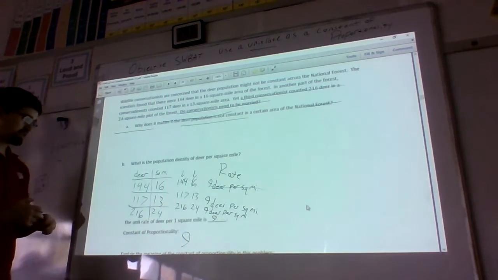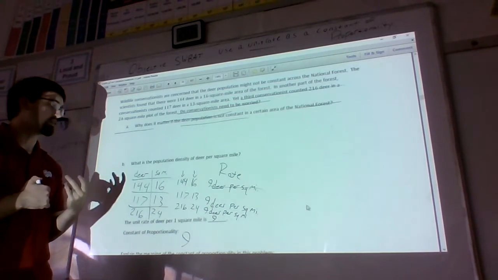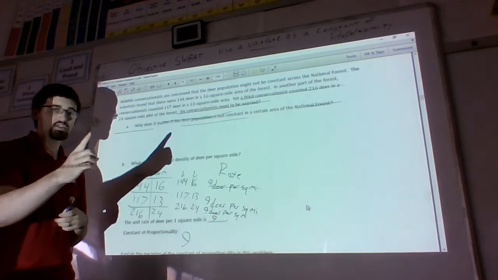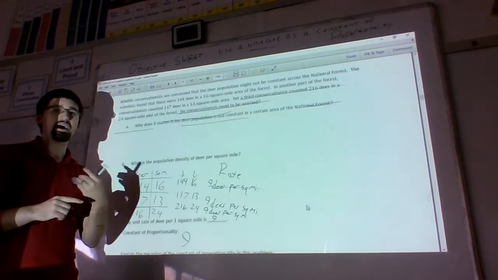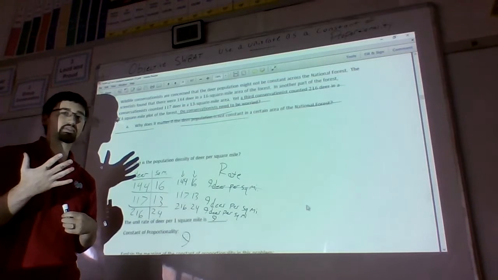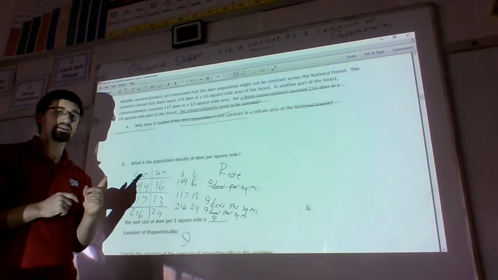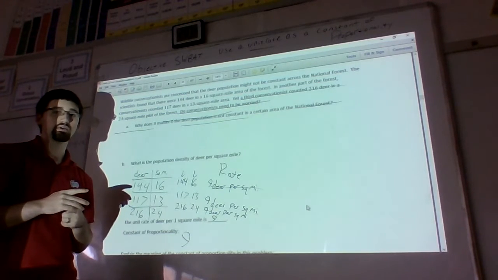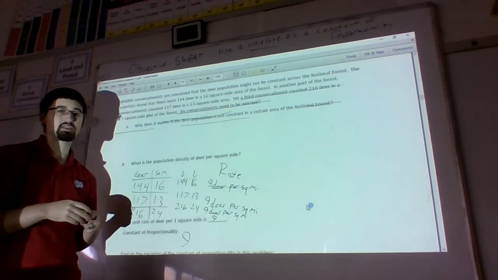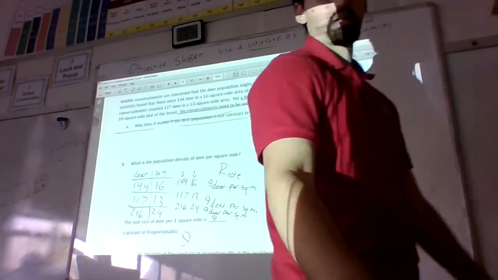So what does this mean? That means there's a constant proportion between the number of deer and the number of square miles. Every time we add 1 square mile, we need to add 9 deer. If I have 5 square miles, that's 1 square mile 5 times, so I also need 9 deer 5 times. Every single time we add 1 square mile, we add 9 deer, because that's how many deer there are in 1 square mile of land. Let's scroll down here and take a look.